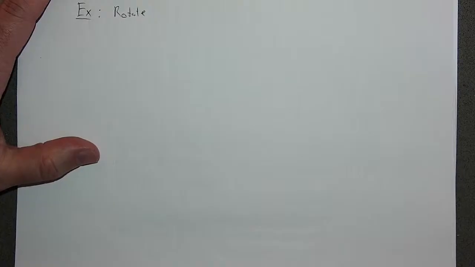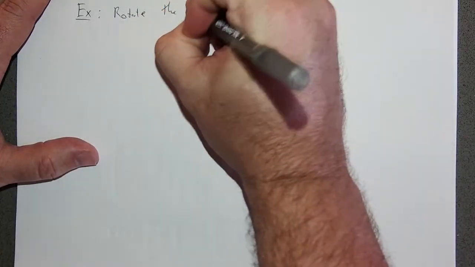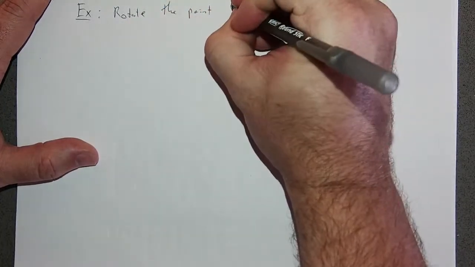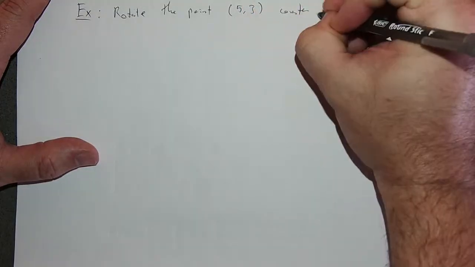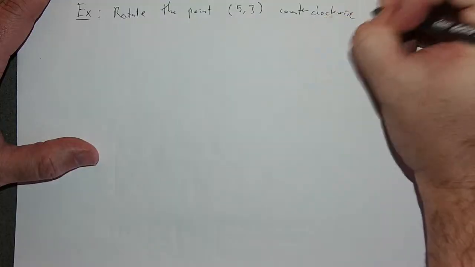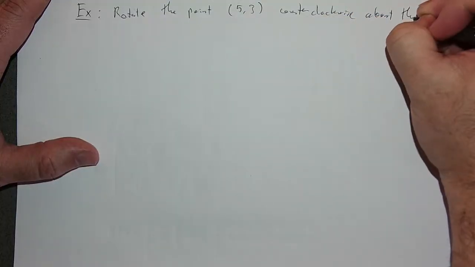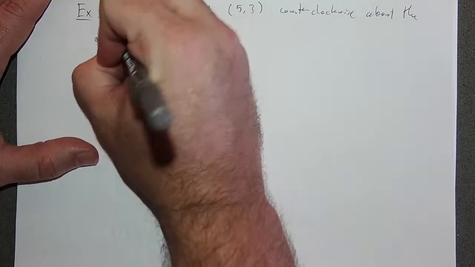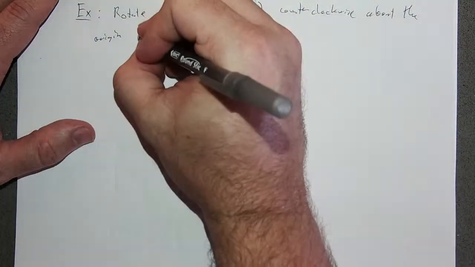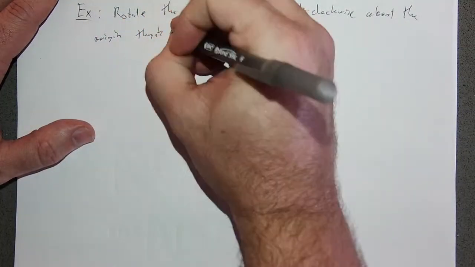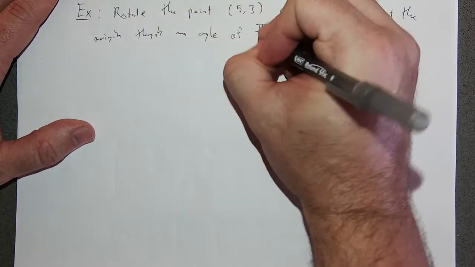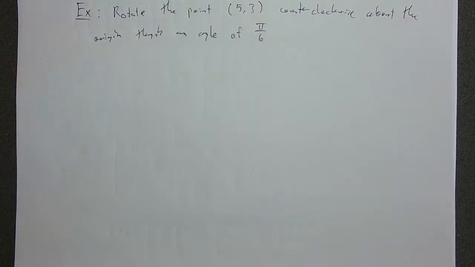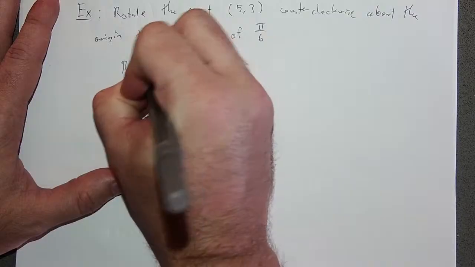Let's rotate the point (5, 3) counterclockwise about the origin through an angle of pi over 6. So what is R of pi over 6 here?